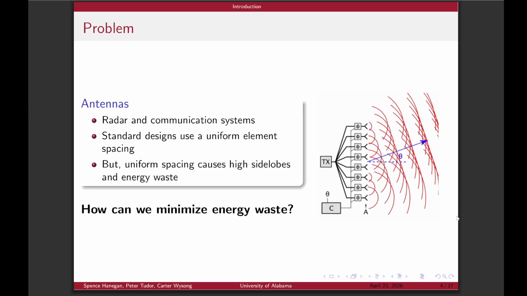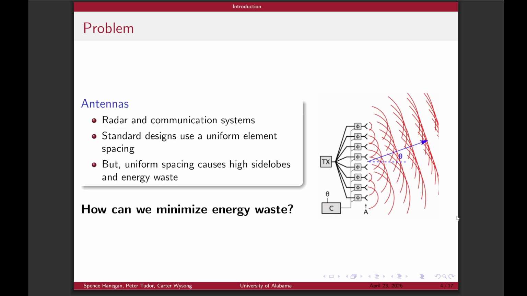Now to talk a little bit about antenna arrays and the problem that we're trying to solve. Antenna arrays are used all over the world and in many different technologies. They're on your car to determine how close you are to something else. They're on your phone to read signals like 5G and Wi-Fi. And they're in radar, such as the radar used in airports to find planes and other such applications.